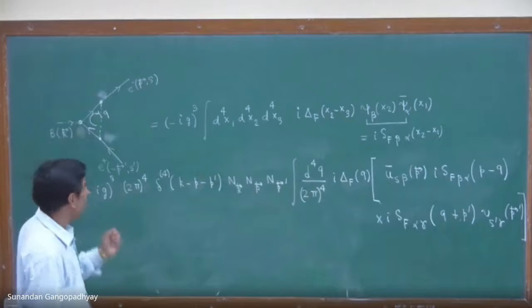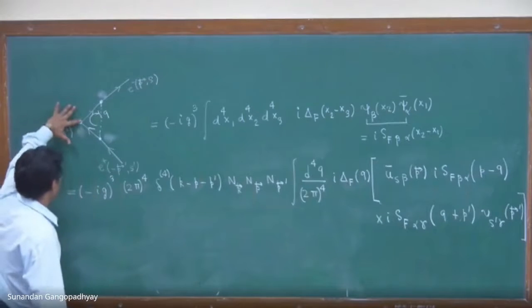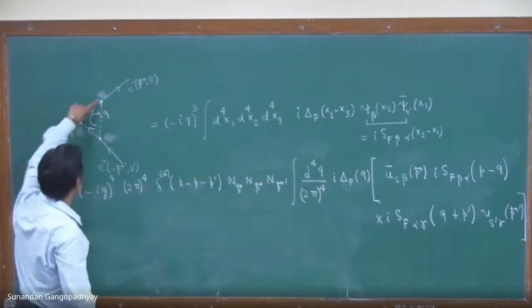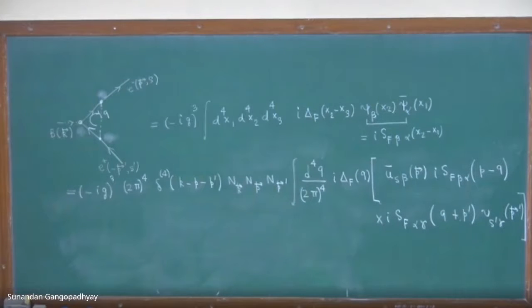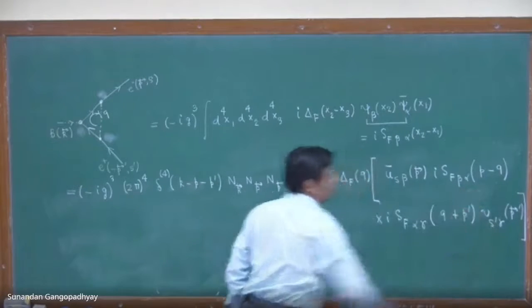So you could have written it from the starting point. If this is K, and you call this loop momentum Q, you could have calculated what this momentum should be. So from there you can actually write down these arguments.